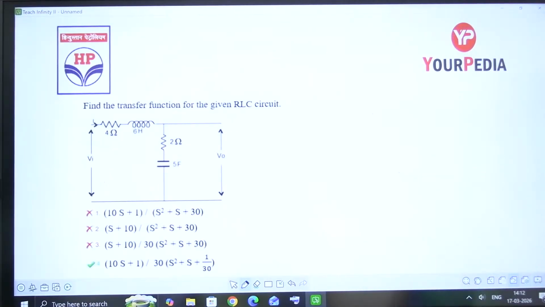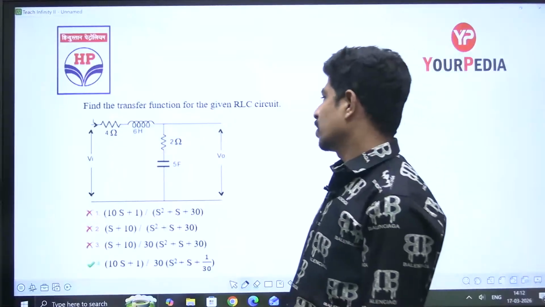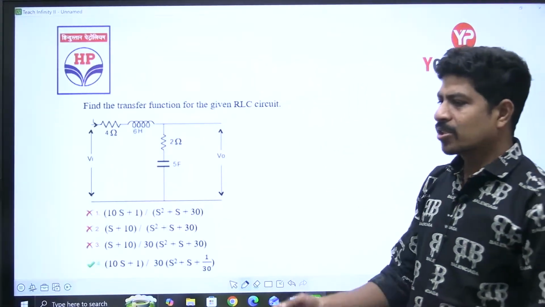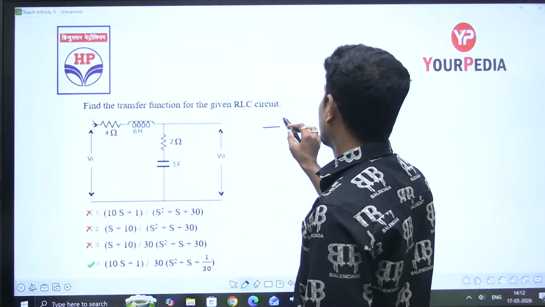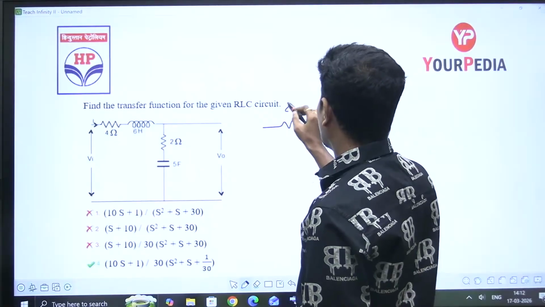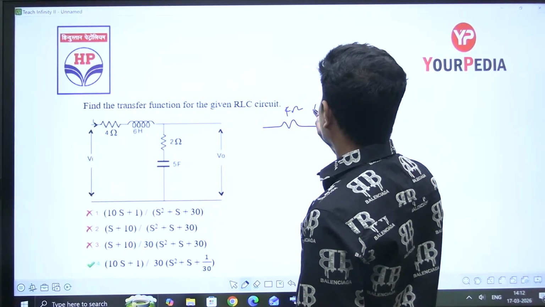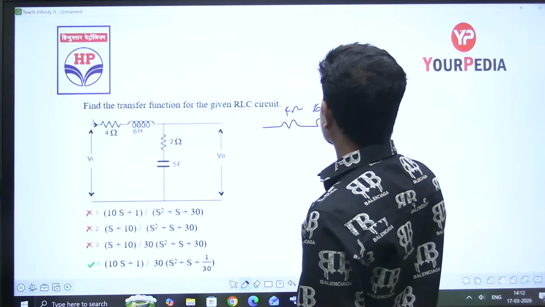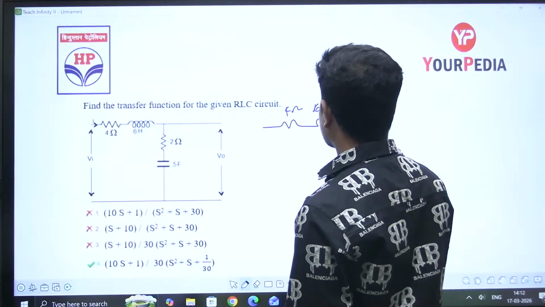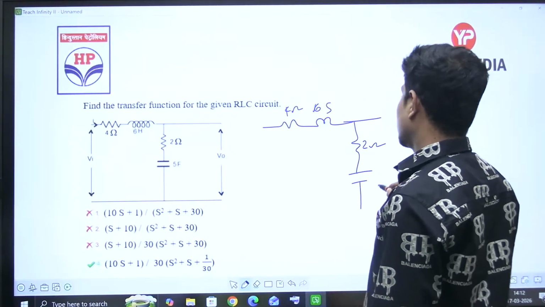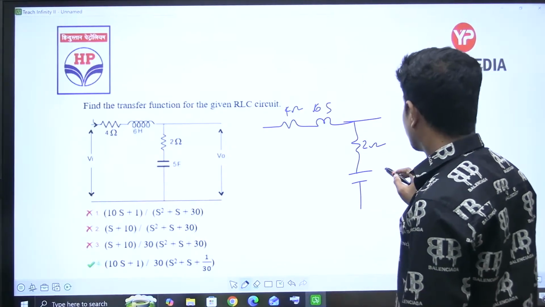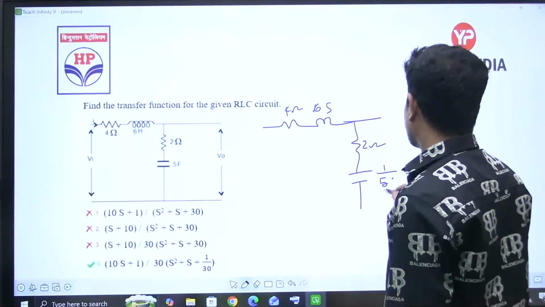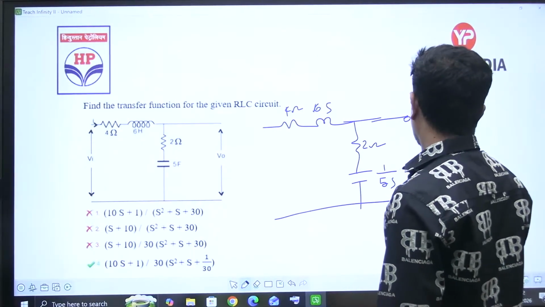Next question is asking for the transfer function. What is the transfer function? Laplace transform of output by Laplace transform of input. This is 4 ohms. This is LS, 6S. This is 2 ohms. This is 1 by CS. 1 by C is 5, so 1 by 5S. Okay.